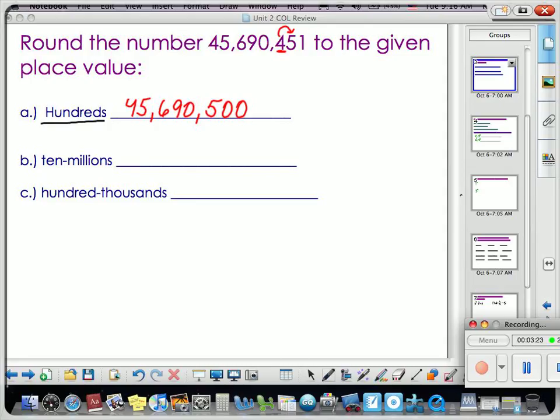Now I'm asked to round to the 10 millions. So I find my 10 millions spot, and that is my 4. I look to the right of the 4, and it's 5 or bigger, it's 5. So my 4 moves to 5, and everything after it changes to zeros.